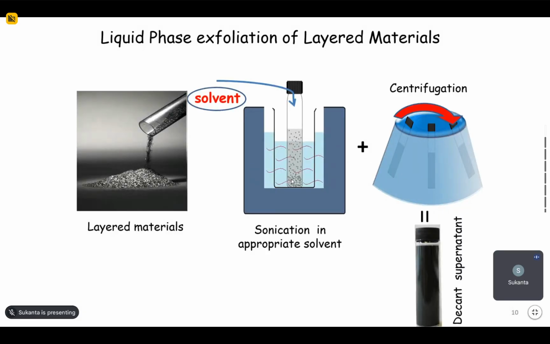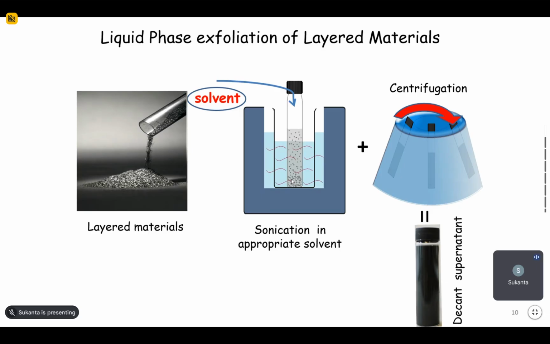This is the liquid phase exfoliation of layered materials. So for two-dimensional nanomaterials, we should start with a layered material like transition metal oxides, transition metal dichalcogenides, or graphite, types of layered material, to get two-dimensional nanomaterials. Because if we get it layer by layer, we will get two-dimensional nanomaterials.